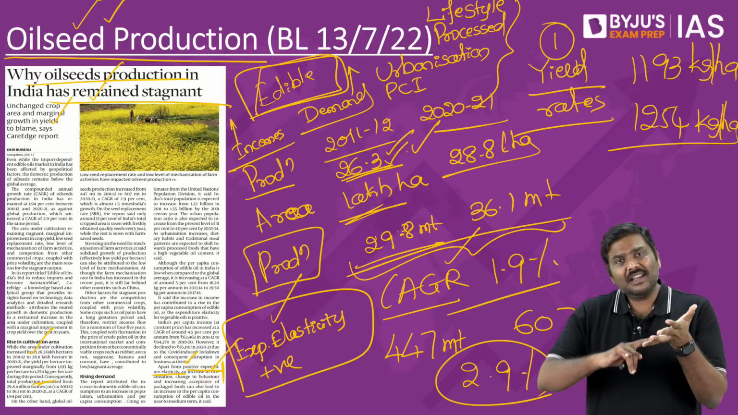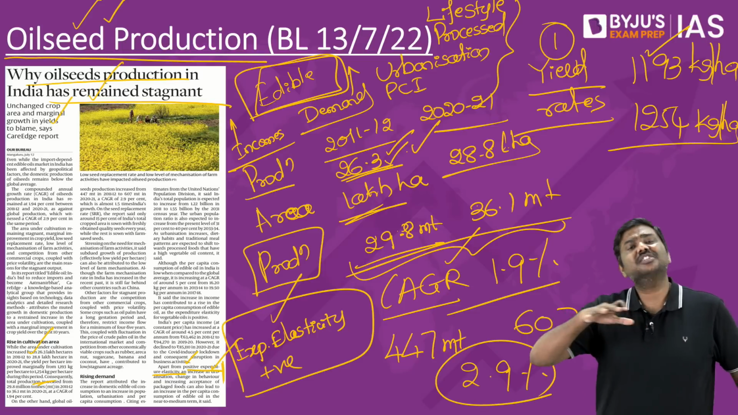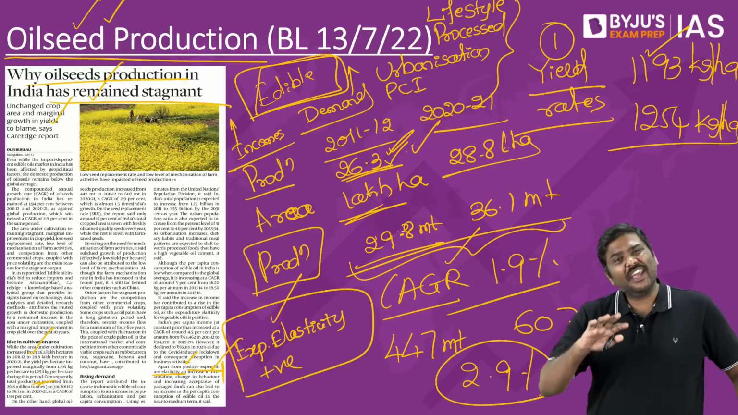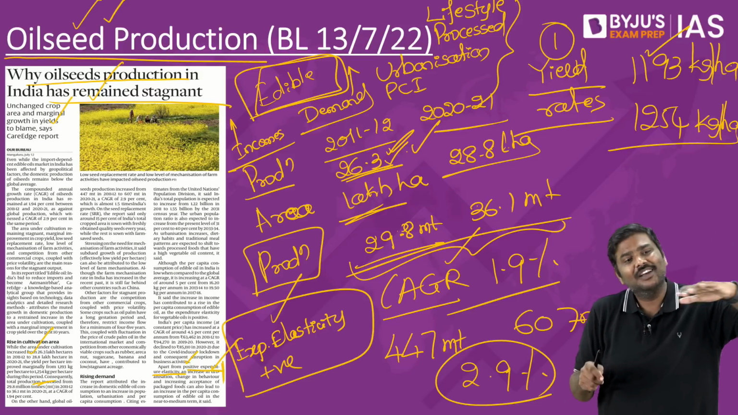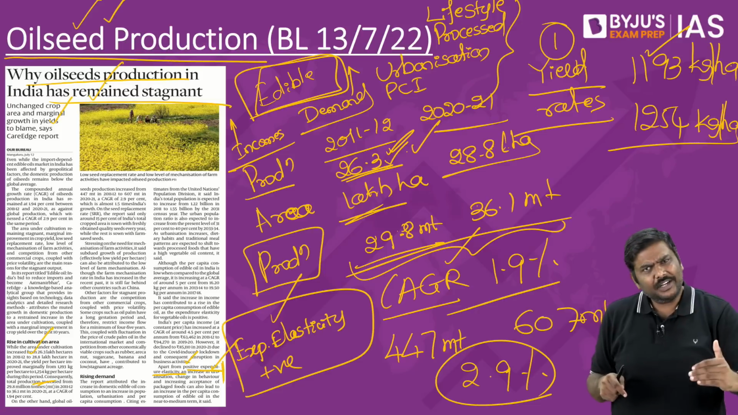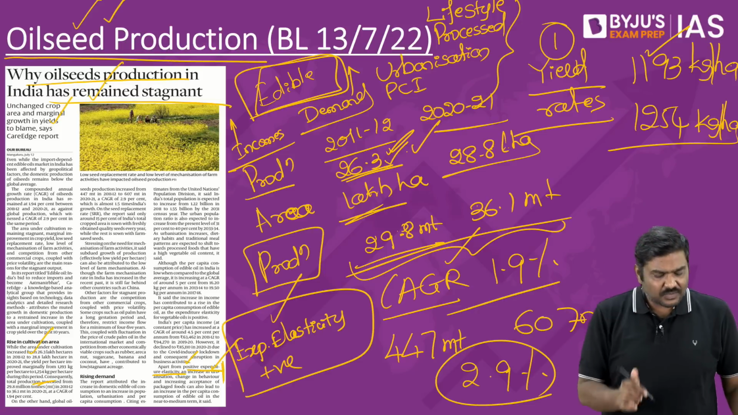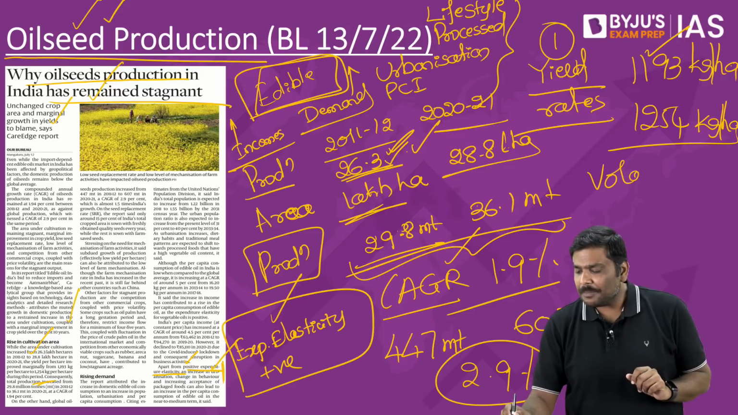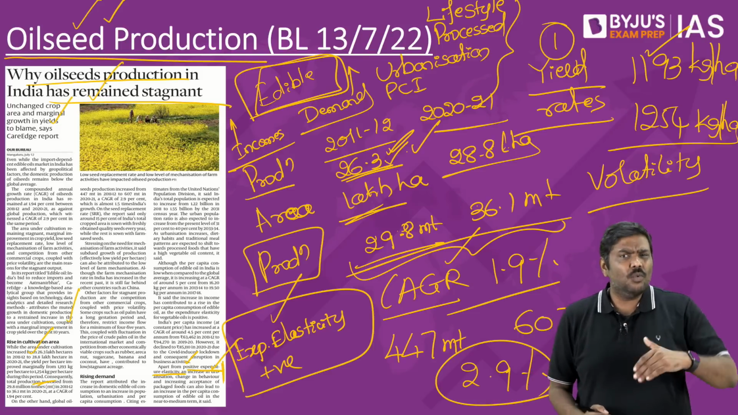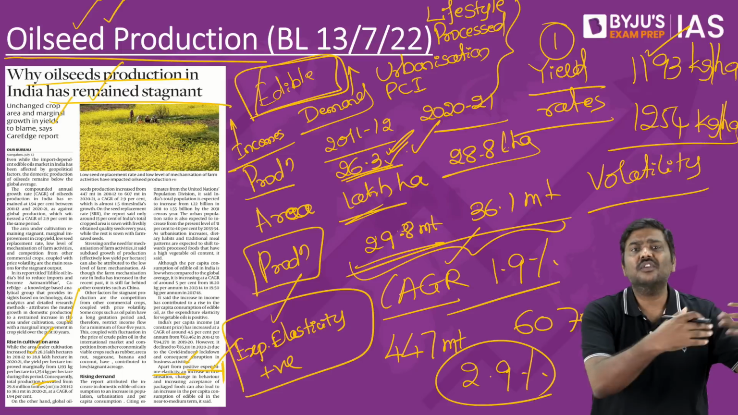So on one side, the demand has kept on increasing, but on the other hand, the yield has not changed by much and the area has not changed by much. The production has increased, but when you compare that with global production, the compounded annual growth rate is much lower. What are the reasons? Why is this happening? The reasons cited in this article are very simple. One, there is a lot of volatility in the prices. The prices are not stable. When the prices are not stable, the farmer, rather than cultivating this crop, will depend on the cultivation of other crops.